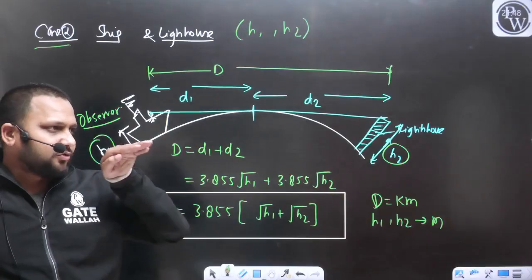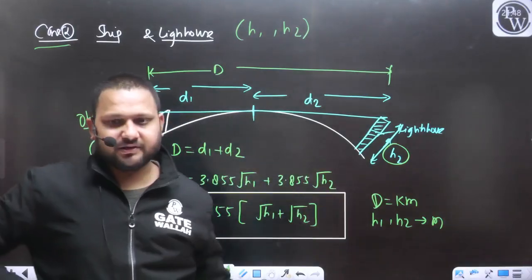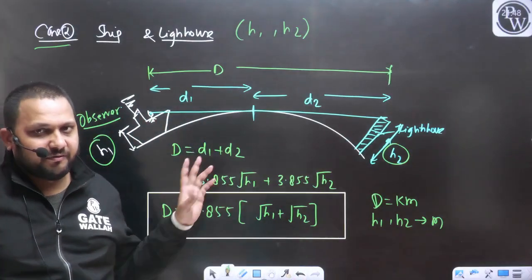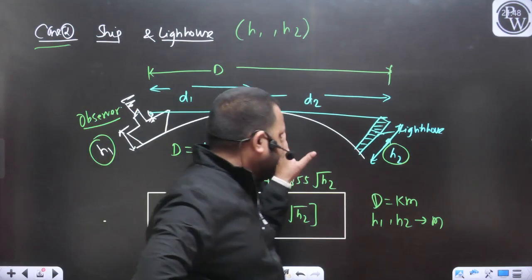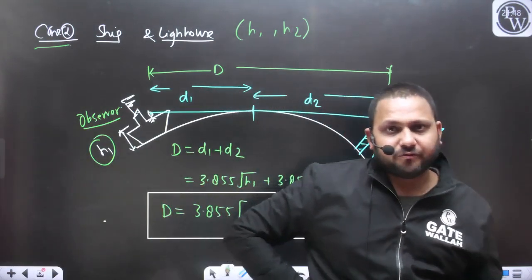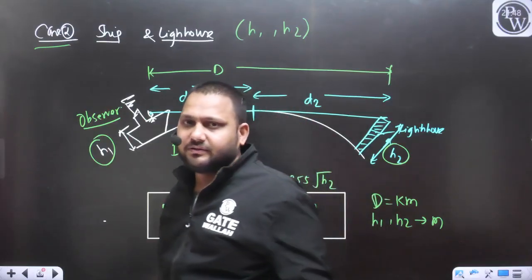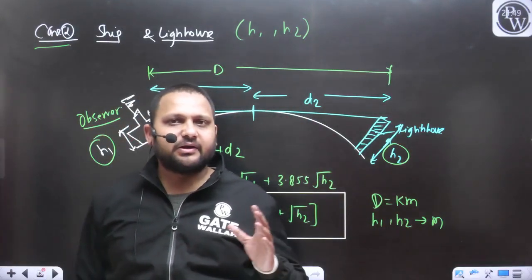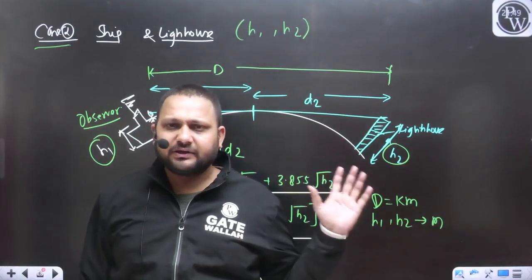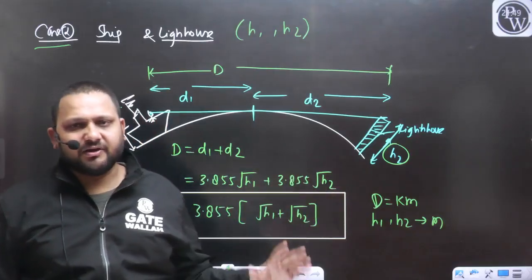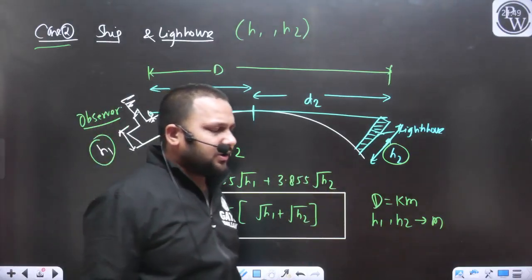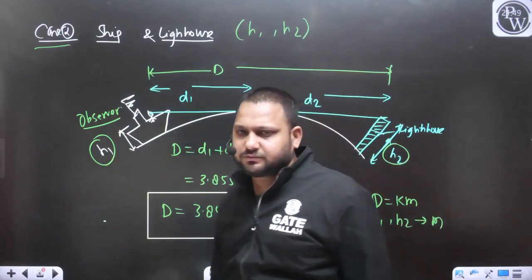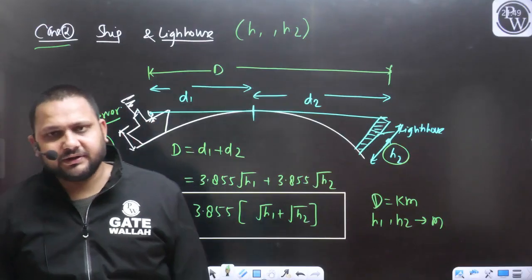Our line of sight should not be blocked by the curve, yes or no? So they will be able to sight each other when this distance will be there. When they are able to sight, what is the distance between these two observers having the heights h1 and h2 correspondingly? That we have calculated. That's why we are saying this is case 2, and here two observers are there. So the total distance will be equal to d1 plus d2.